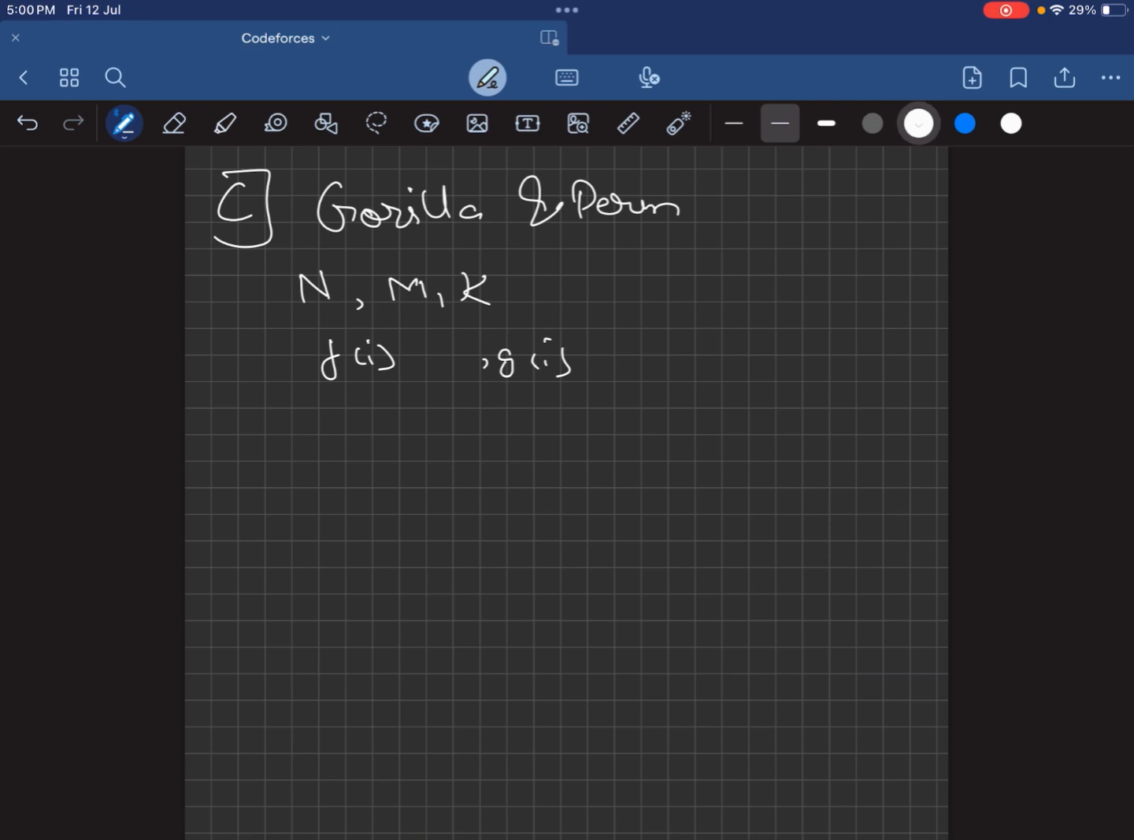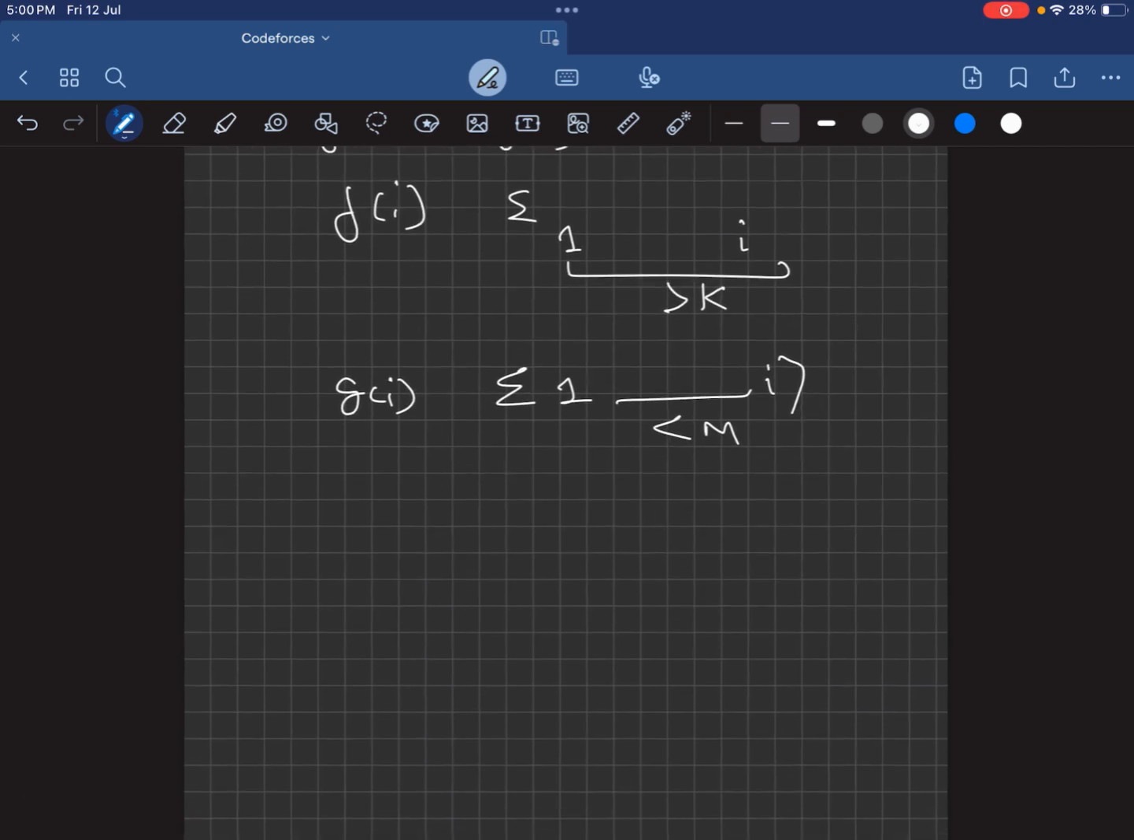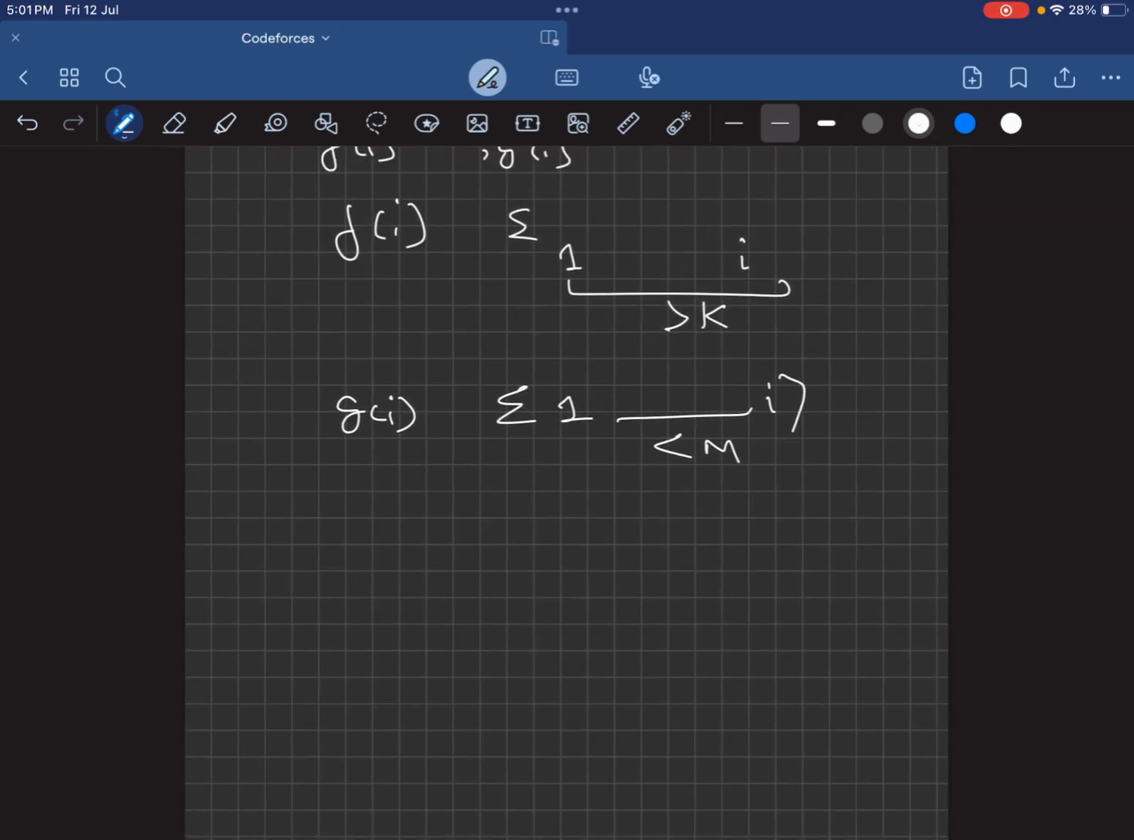How is f of I defined? f of I is defined over an array such that f of I is the sum of all the elements from index 1 to index I such that they are greater than or equal to k, and g of I is defined as the sum of all elements from 1 to I such that they are less than or equal to m.